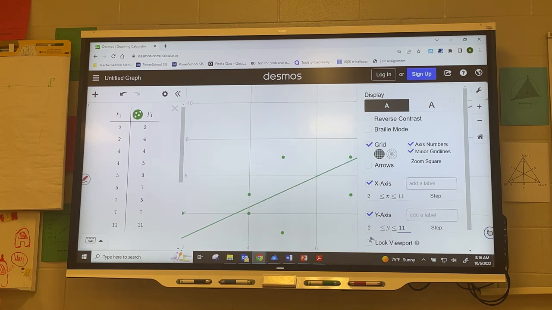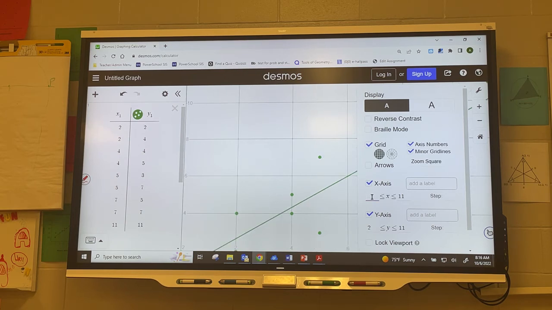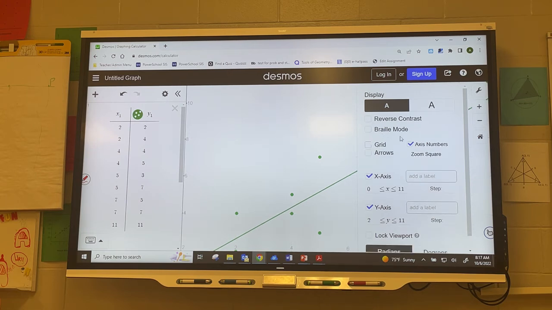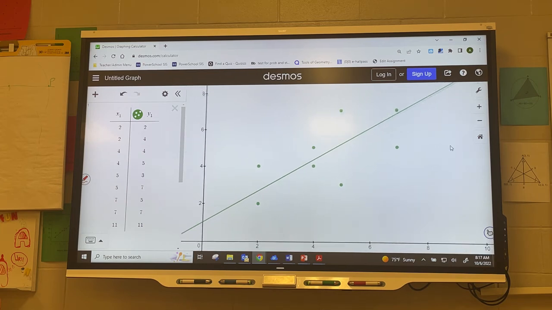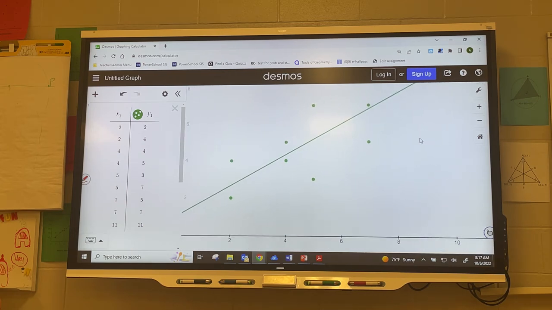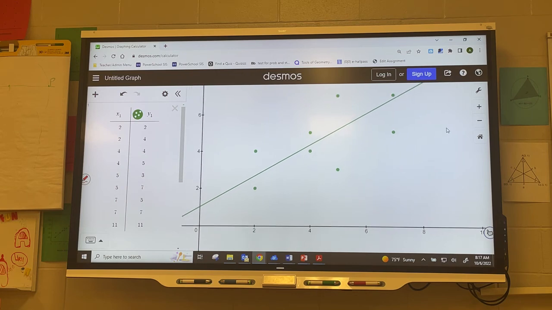Some people would start at 0. You can also do that because it doesn't change the value of r. It may change the orientation of your graph, but not the value of r, and it doesn't change your slope. So you can play around with the scale right here. And if you click off the grid, you're basically going to see blank spaces representing the points you drew. If that's what you want on your graph, go ahead and use it.